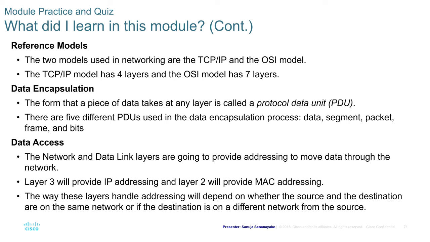Data access, which is the network and data link layers, provides the addressing to move data through the network. Remember that layer 3 provides IP addressing, while layer 2 provides MAC addressing. The way these layers handle addressing will depend on whether the source and destination are on the same network, or if the destination is on a different network from the source. Remember that when the destination is on a different network, the layer 2 MAC addresses keep changing, but the layer 3 IP addresses remain the same from the web server to the client and from the client to the web server, for example.